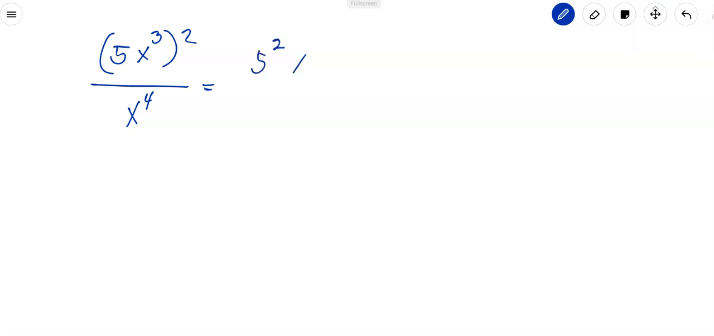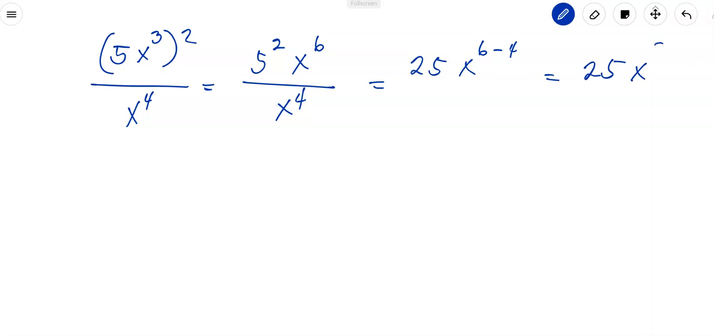For example, we have 5x cubed, squared, over x to the power of 4. This one is a combination of the power property and the division property. You have to distribute and also divide. First, simplify the top part, the numerator, which is now 5 squared x to the power of 6 over x to the power of 4. From there, we have 25 and x to the 6 minus 4. So the result is equal to 25x squared.